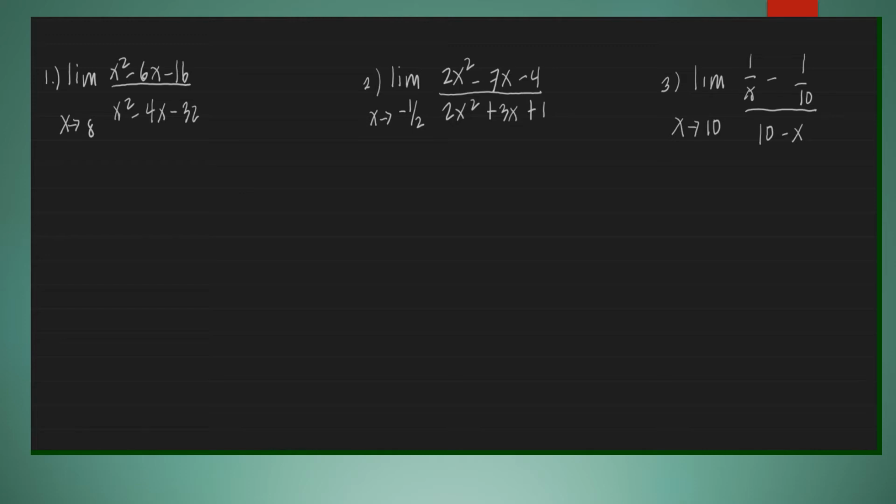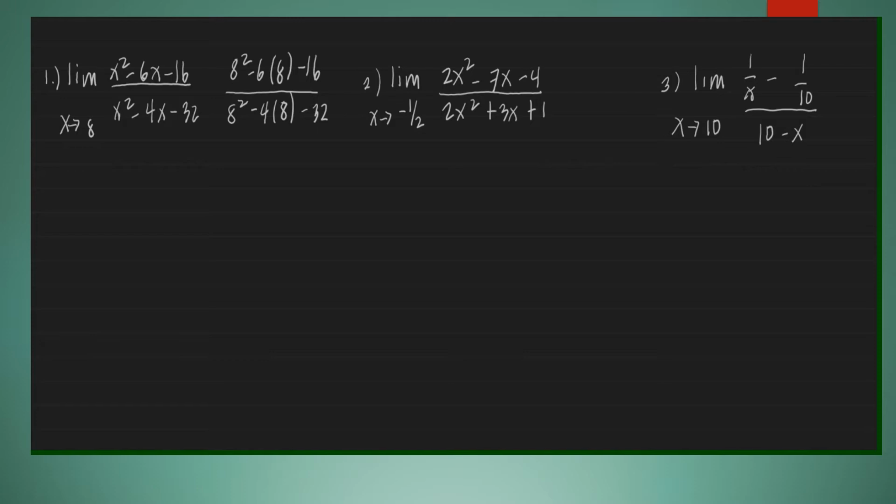Now let us try to solve the following limits. Number 1, limit of x squared minus 6x minus 16 over x squared minus 4x minus 32. So initially, when we substitute 8, we get 8 squared minus 6 times 8 minus 16 all over 8 squared minus 4 times 8 minus 32.